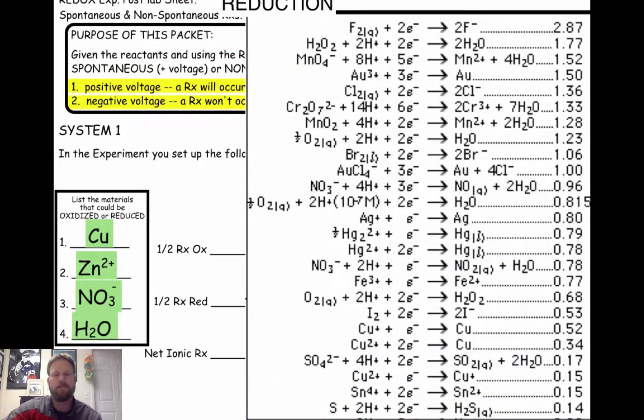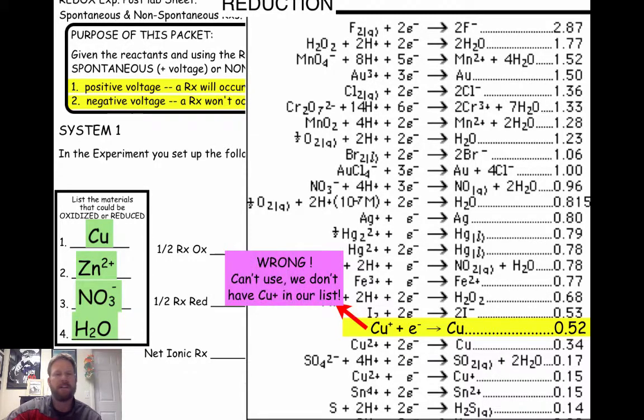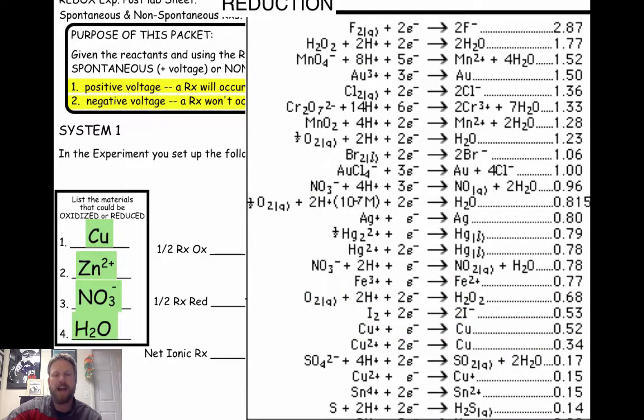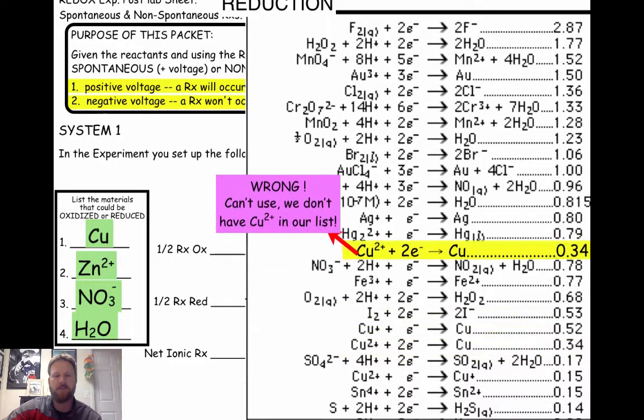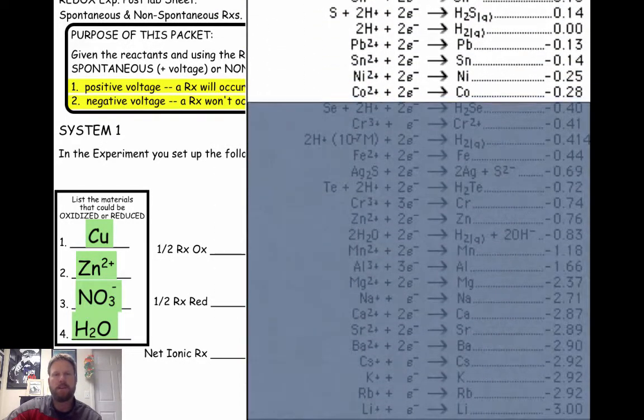If we keep scanning along, oh, we got copper again, Cu+. But in our list we don't have Cu+, we only have Cu. Remember, the substance in our list must be on the reactant side of these half reactions. Cu+ is not in our list, so that is not right. Keep scanning. Well, there's Cu2+. Same thing. We don't have Cu2+. So that's not the correct half reaction. Keep scanning. We'll get there eventually.